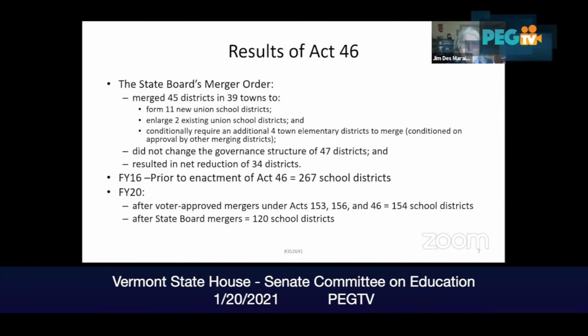That was conditioned upon approval by the other merging districts. The state board merger order did not change the governance structure of 47 districts and resulted in a net reduction of 34 districts. So in fiscal year 16, prior to Act 46, there were 267 school districts. And in fiscal year 20, after voter-approved mergers, there were 154. After the state board mergers, there were 120. And I mentioned that there were 4 additional conditional mergers. I believe they did merge. So I think we're down to 116 districts now.